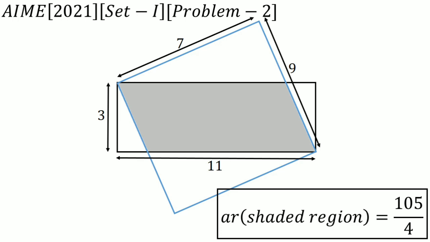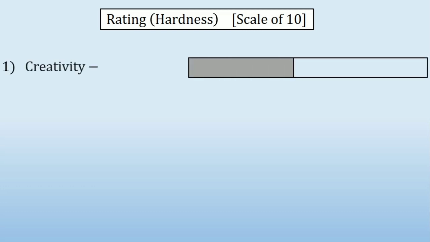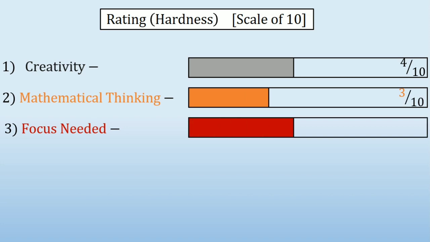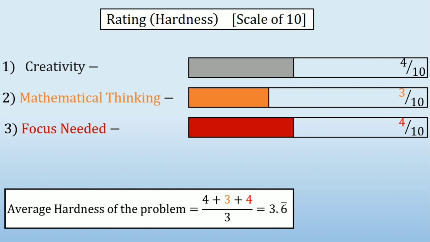Now it's time for the rating of the problem. For creativity I want to give this problem 4 points out of 10, for mathematical thinking 3 points out of 10, and for focus needed 4 points out of 10. So the average hardness of this problem is 4 plus 3 plus 4 divided by 3, which is equal to 3.6 repeating. That's not quite a high score, but it's a good problem. It's a good problem for practicing geometry.